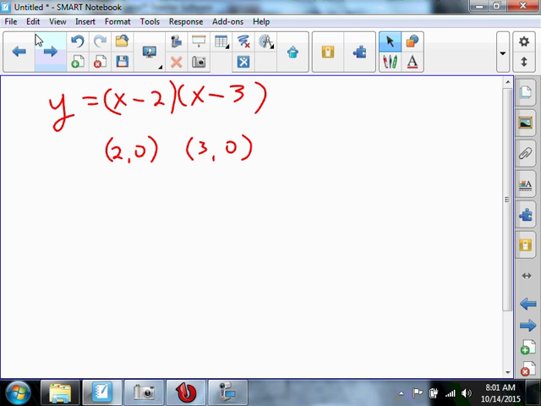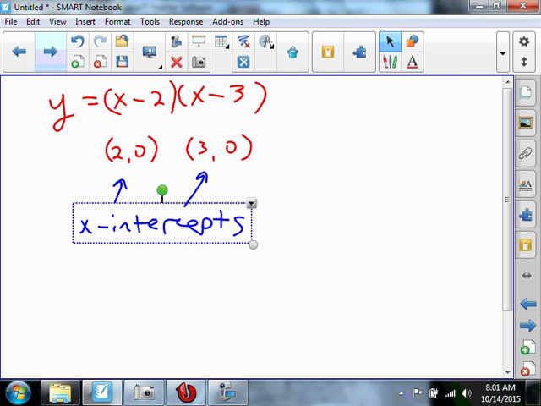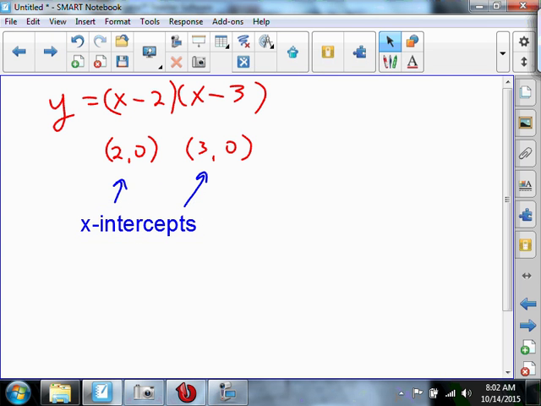And this last graph that we just looked at has 2 points, (2, 0) and (3, 0). Anybody know what those 2 points are called? The x-intercepts. Why did you say they're the x-intercepts? Because it crosses the x-axis, and also because it's the values of x when y equals 0. So these are called x-intercepts.